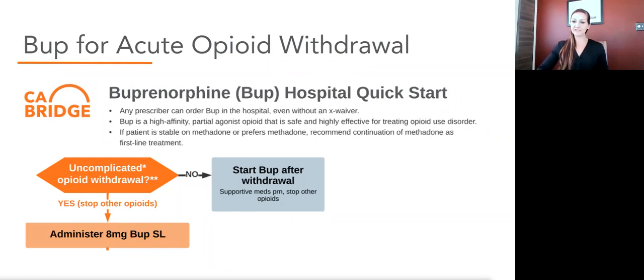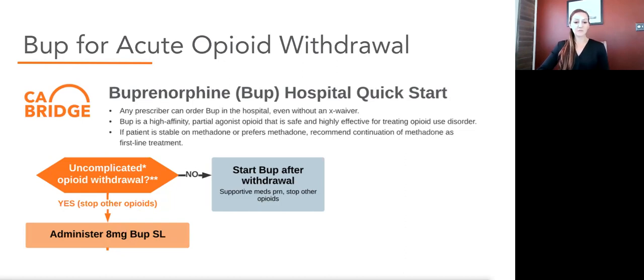So the very most important step is verifying that your patient is actually in withdrawal. Are they experiencing those withdrawal symptoms that we discussed? If not, and they do want to start on Buke, we just need to wait until they start experiencing withdrawal. Because Buke has a really high affinity for the mu receptor, if we administer Buke before the patient is in withdrawal, it acts somewhat like naloxone in that it can precipitate a withdrawal. So we really want to make sure that they're actually in withdrawal prior to starting the medication.